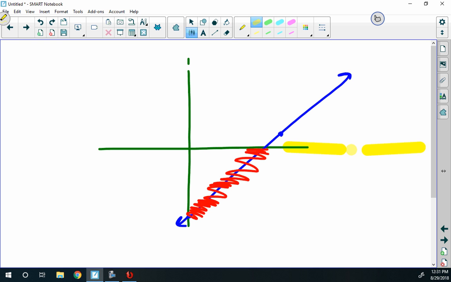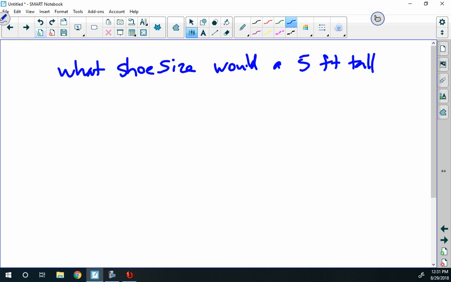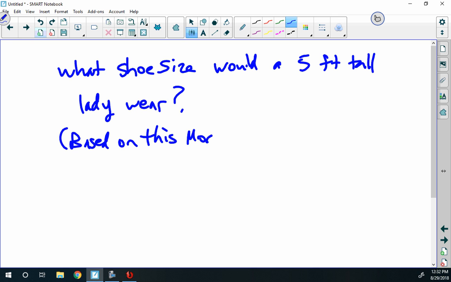Okay, we're almost done. I want to answer 2 questions then. Number 1, I want to find out, based on this model, what shoe size would a 5-foot tall lady wear? And this is all based on this model, based on this particular set of information. What shoe size would a 5-foot tall woman wear?